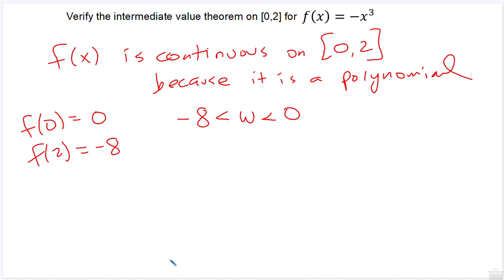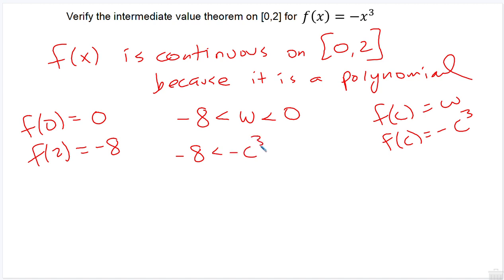Well, we know that f of c is supposed to equal w. Well, f of c just means plug c into your function. That'd be negative c cubed. So we can say negative 8 is less than negative c cubed, where we replace w with f of c, is less than 0. And now we should be able to just undo this inequality to show that c is going to be between 0 and 2. So we'll start by dividing by negative 1, which will make this a positive 8, a positive c cubed, and a 0. But it will flip our inequality signs. And then we'll just take the cube root. 2 is greater than c is greater than 0.